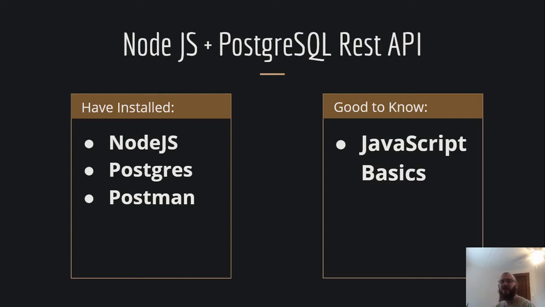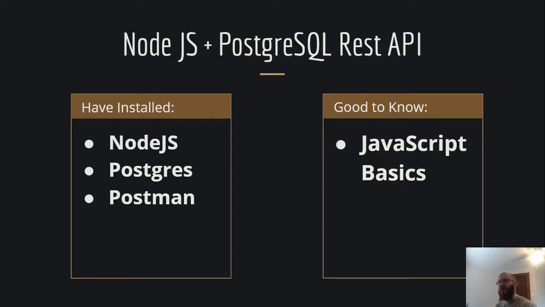Today we're going to be creating a REST API with Node and PostgreSQL. Before we start, we want to have the following three things installed on our machine. NodeJS, that's the JavaScript runtime we'll be using to write our code in. Postgres, that's our database. We're going to use PostgreSQL.